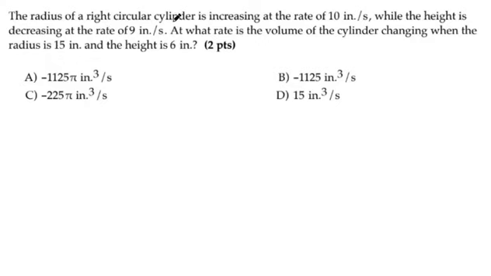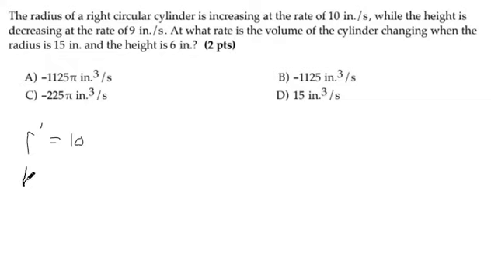The radius of a right cylinder is increasing at 10 inches per second. So the radius is increasing, so it's talking about a rate of change at 10 inches per second. It's a constant 10 inches per second. So that's what that first sentence can translate to be.